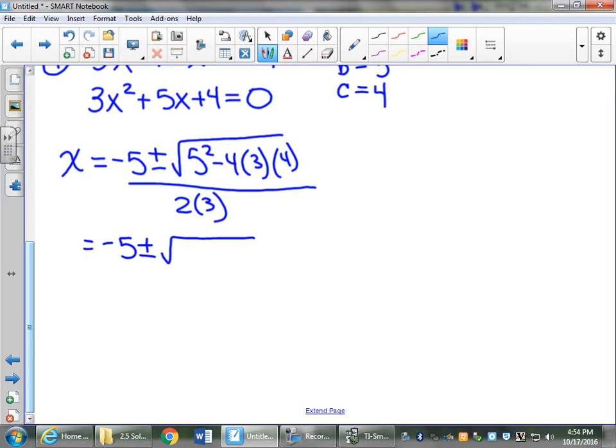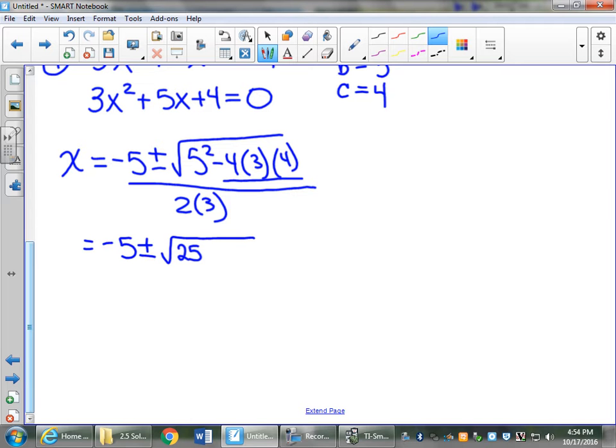So 5 squared is 25. If this was a negative 5, you'd have to be careful. That would affect your sign. And then I like to look at the 4ac and count my negatives. I only see 1 negative there, so my answer is going to stay negative. If you see 2 negatives, it's going to change to a positive. And if you see 3 negatives, it'll stay negative.